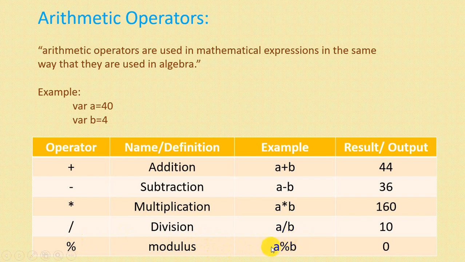Means if you write a mod b, where the value of a is 40 and the value of b is 4, so 40 mod 4, you will get output 0, because we are not going to perform division. In division we get some value like 10, but in modulus we get the remainder. Okay, so if you want to find the remainder, we have to use this symbol, but if you want to find the division, you have to use this symbol.